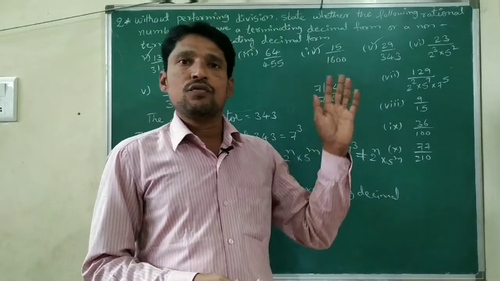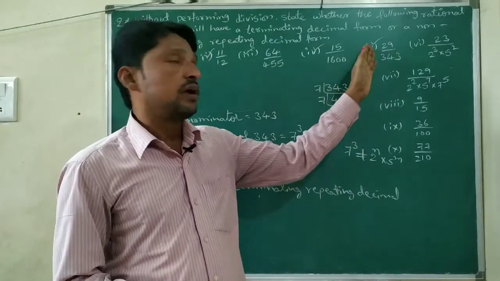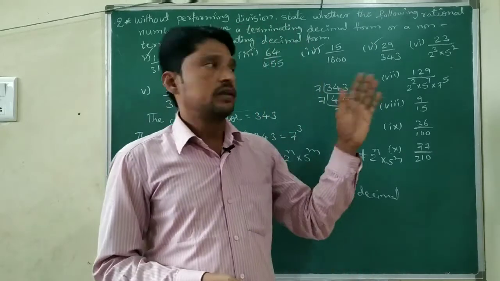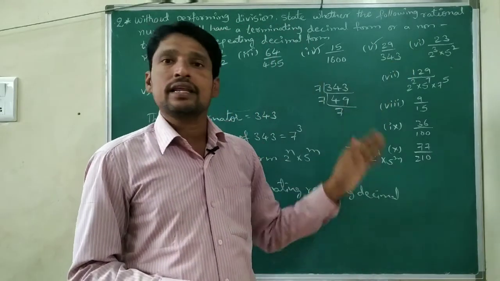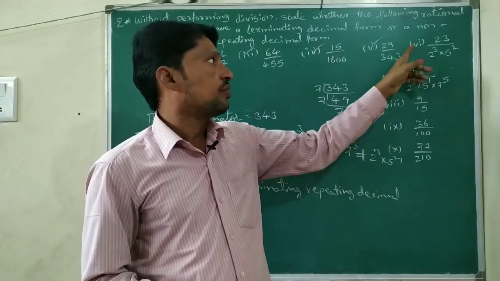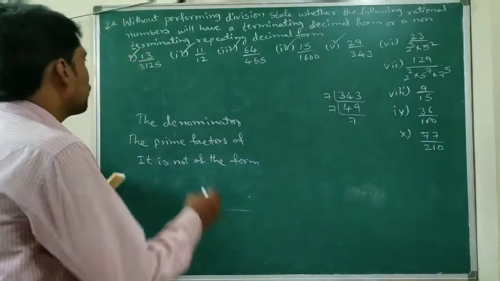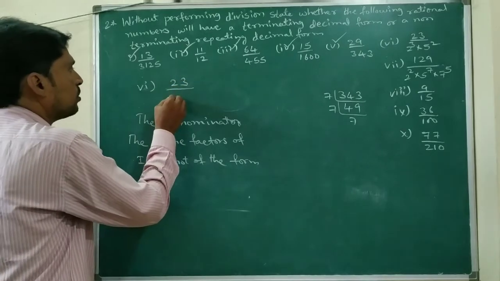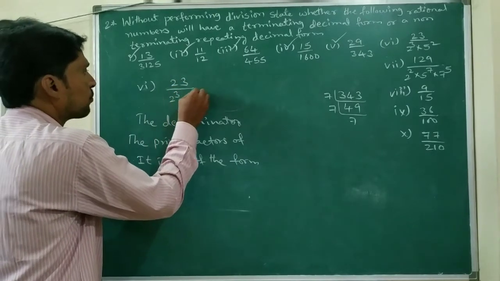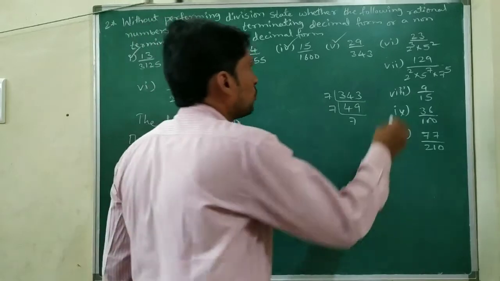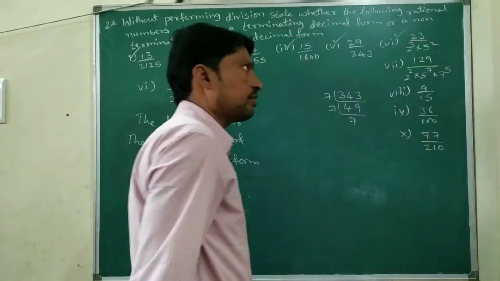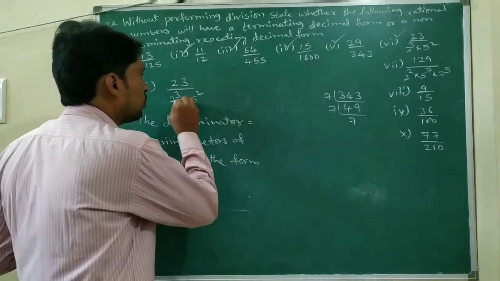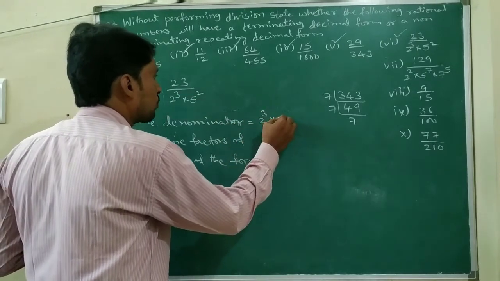In the previous video we have seen second bit in 5 problems. In this session we are going to discuss second bit, 6th problem, 7th, 8th, 9th and 10th problem. So the 6th one is 23 by 2 cube into 5 square. The denominator here is 2 cube into 5 square.